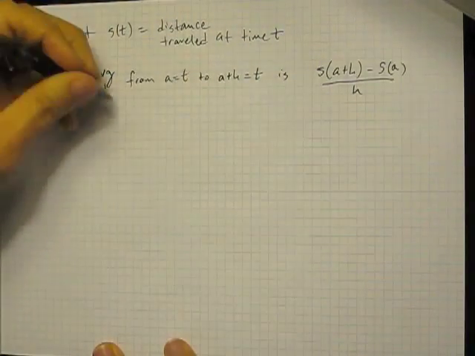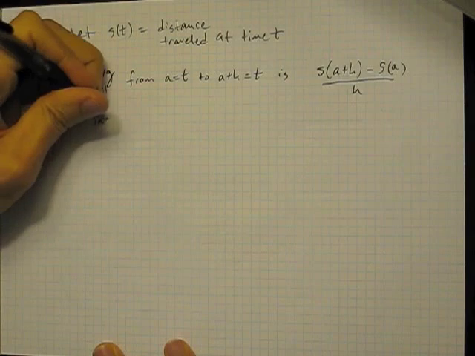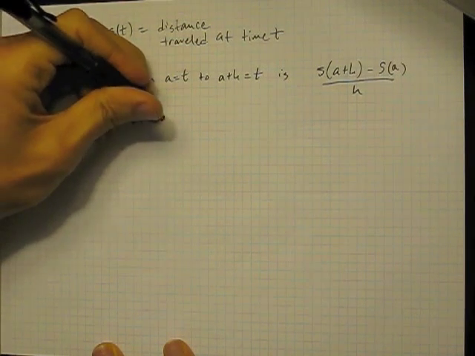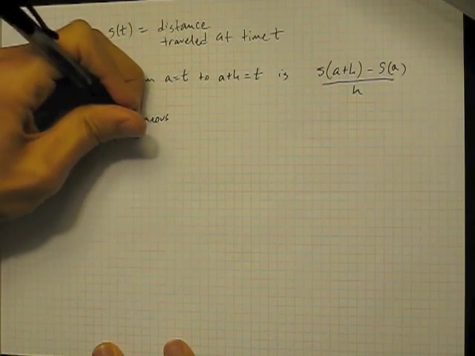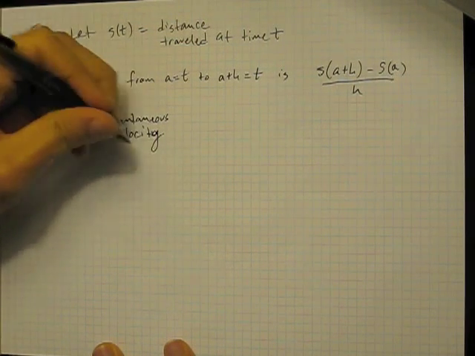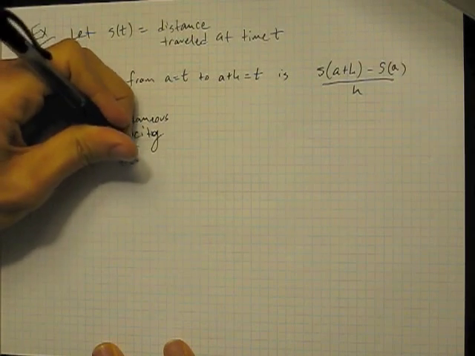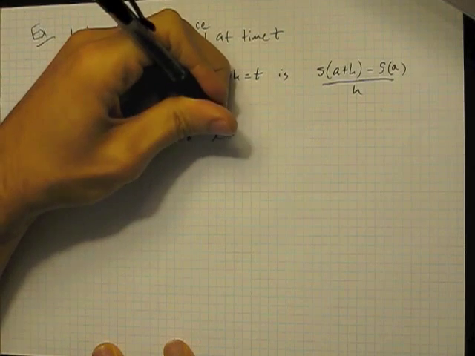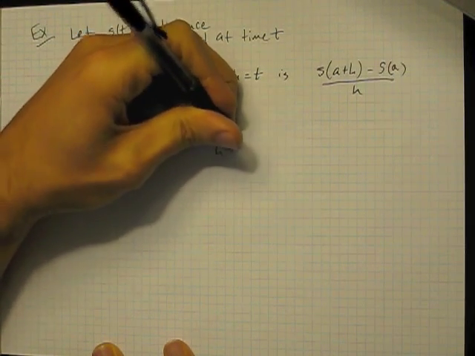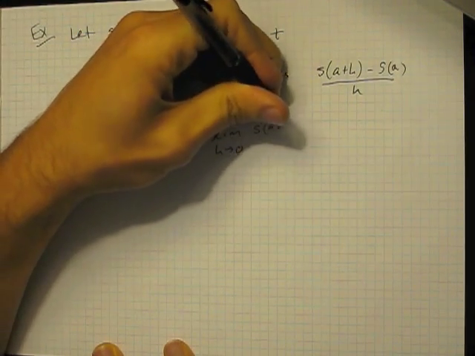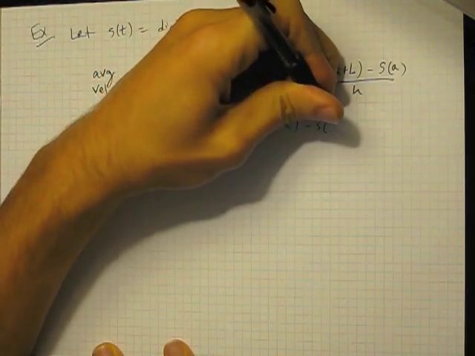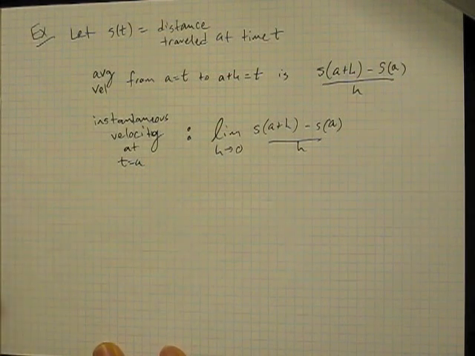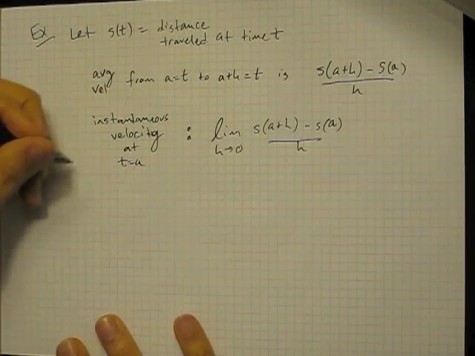And if we take the limit of this, that is the instantaneous velocity. Instantaneous velocity at time a is what you get when you take the limit as h goes to 0 of this quantity.